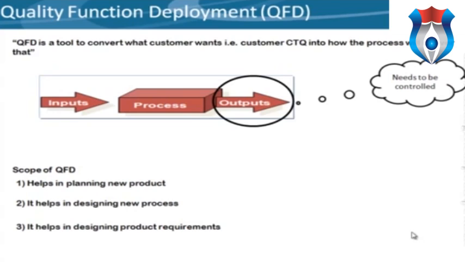So whenever you are designing a new product, you can use quality function deployment. Secondly, you can use quality function deployment if you want to design a new process.